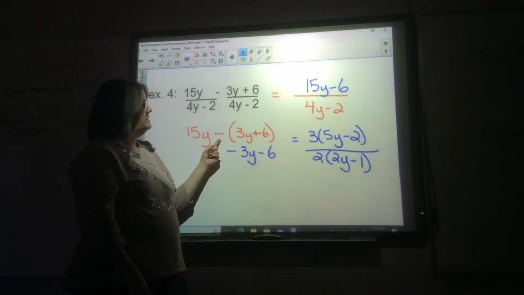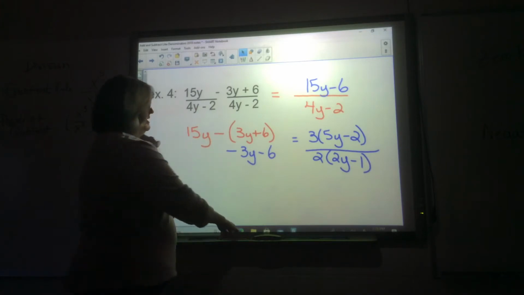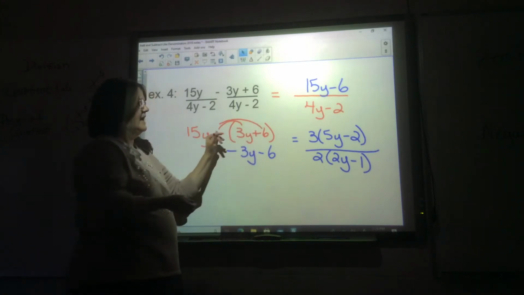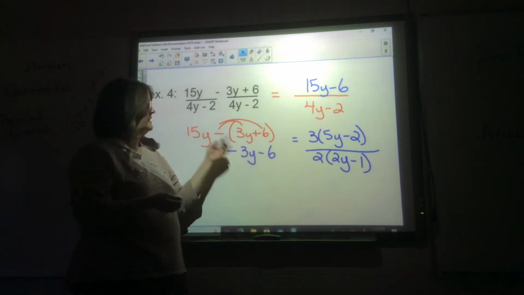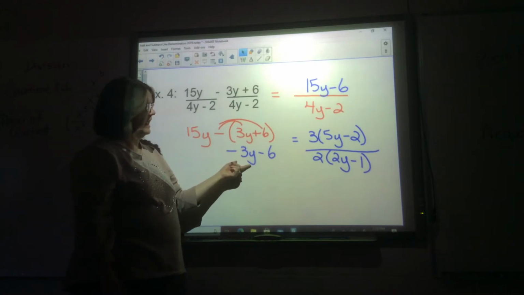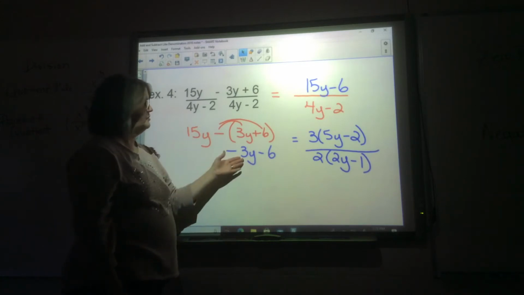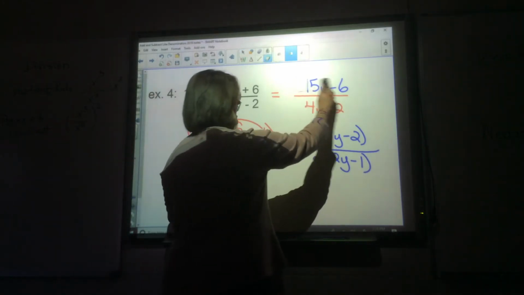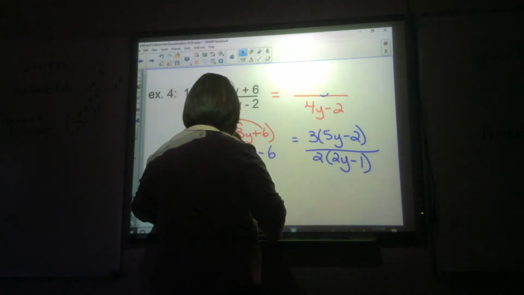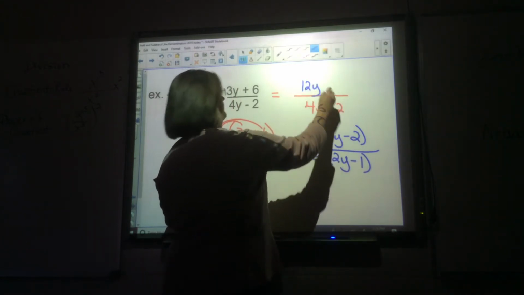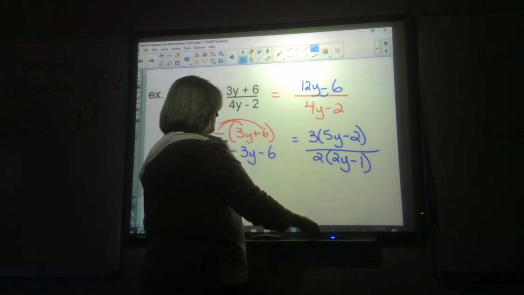So I enclosed it in parentheses so that you can see that we need to distribute that minus sign throughout the parentheses. So positive 3y becomes negative. Positive 6 becomes negative. And then, of course, you add like terms. 15y minus 3y is 12y. Minus 6.